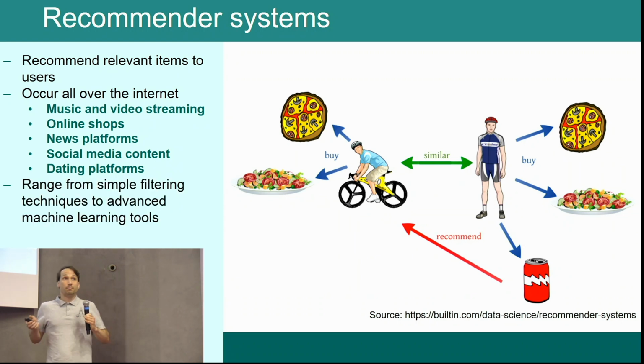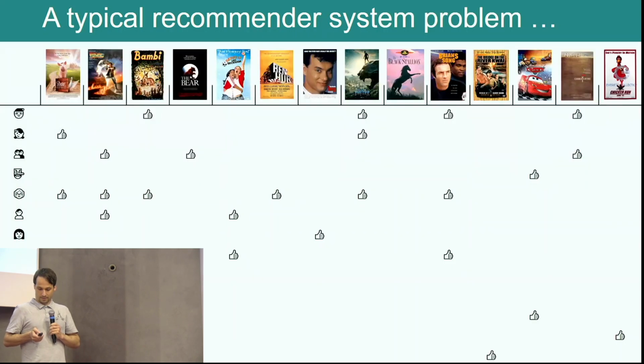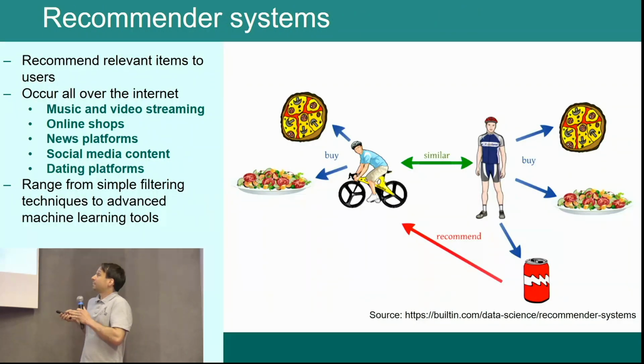And it's a fairly broad array of tools, ranging from simple filtering techniques to fairly advanced algorithms. And the idea basically is finding commonalities in the consumption behavior of users. So in this example, we have two people who both consumed the pizza and the salad, and given that one of them also consumed a beer, we might want to recommend that beer to the other one as well. So that's the general idea.